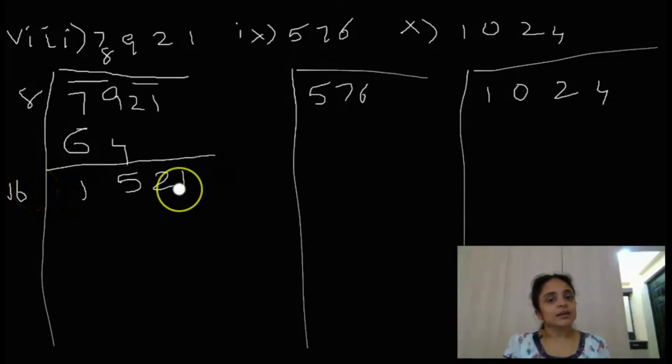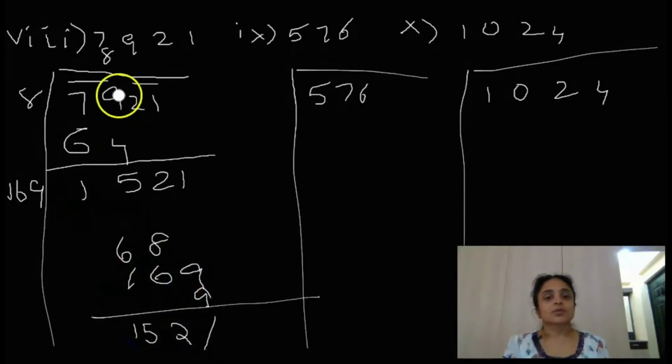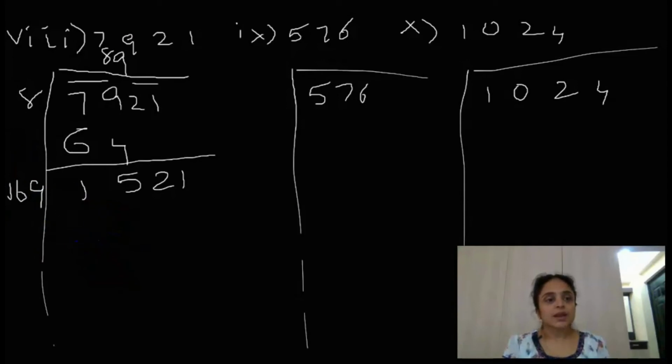1 into 1 last digit is 1, but 161 into 1 is 161, which is not 1521. Now 9 into 9 is also last digit is 1. So let us see if 9 is that number. 169 into 9 is 1521. So 9 is that number. So the remainder is 0. So square root of 7921 is 89.